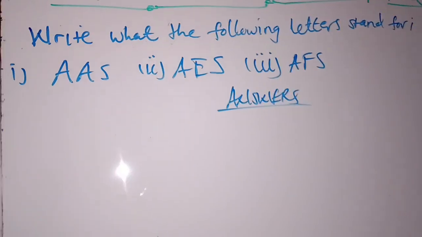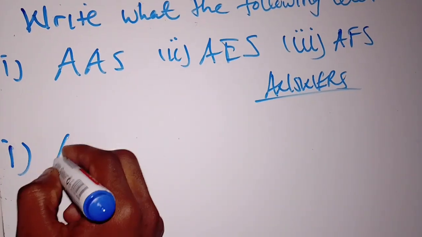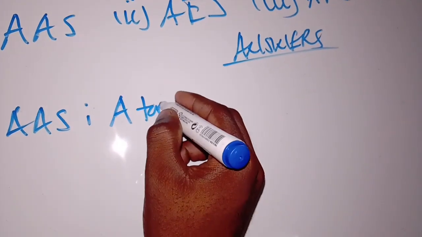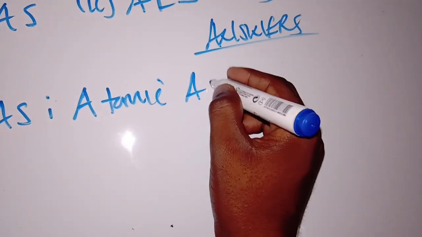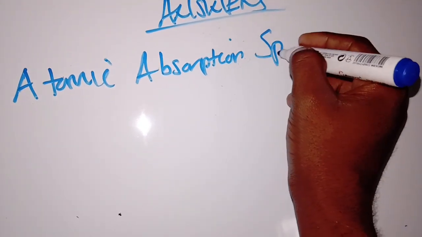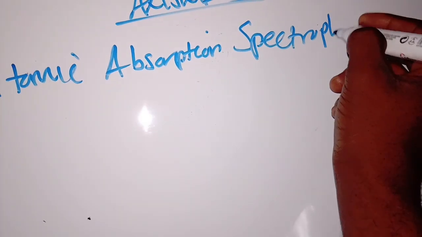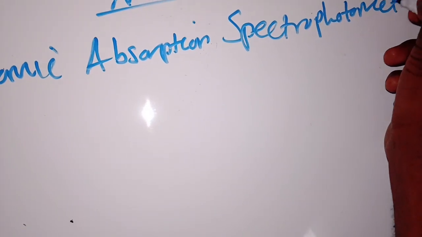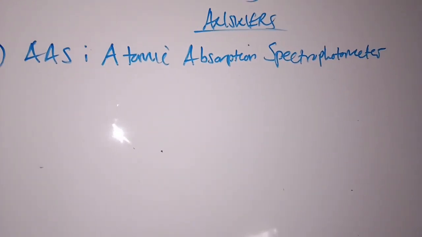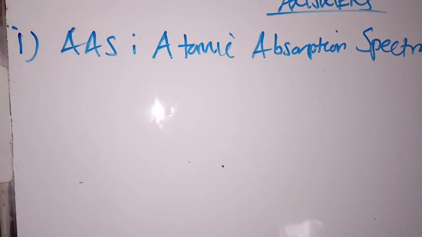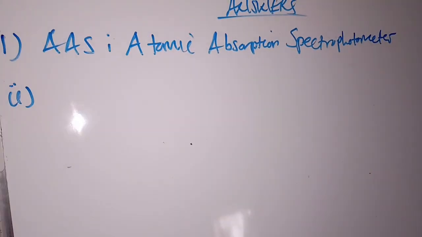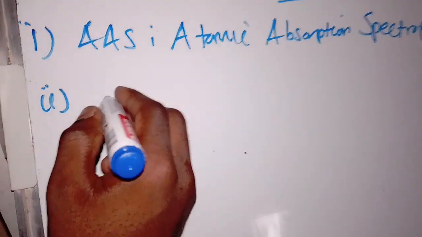So here, number one, AAS stands for atomic absorption spectrophotometer. Okay, it is about spectrophotometry, absorbing heat from the spectrum, right?